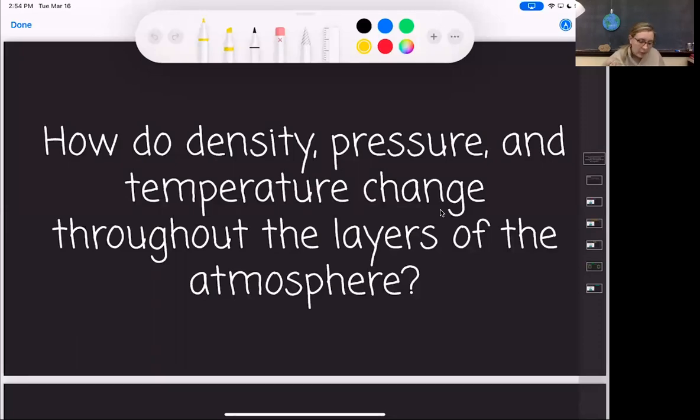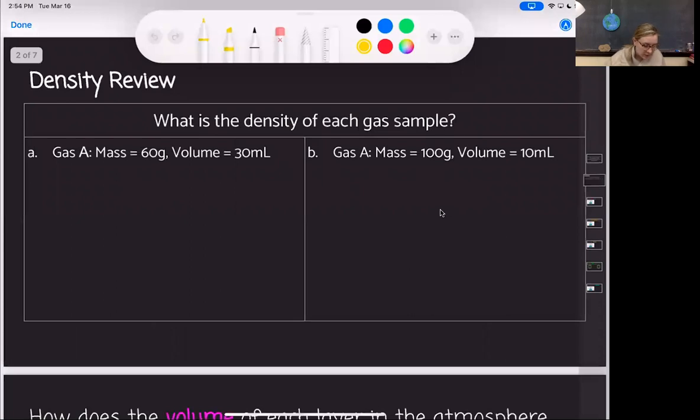Hi, everyone. Right now, we're going to talk about why the patterns that you saw in density, pressure, and temperature occur. So in your lab, you noticed that density, pressure, and temperature change in certain ways as you move upwards in the atmosphere. What we're going to do now is explain why you see those patterns. We're going to start with a density review.